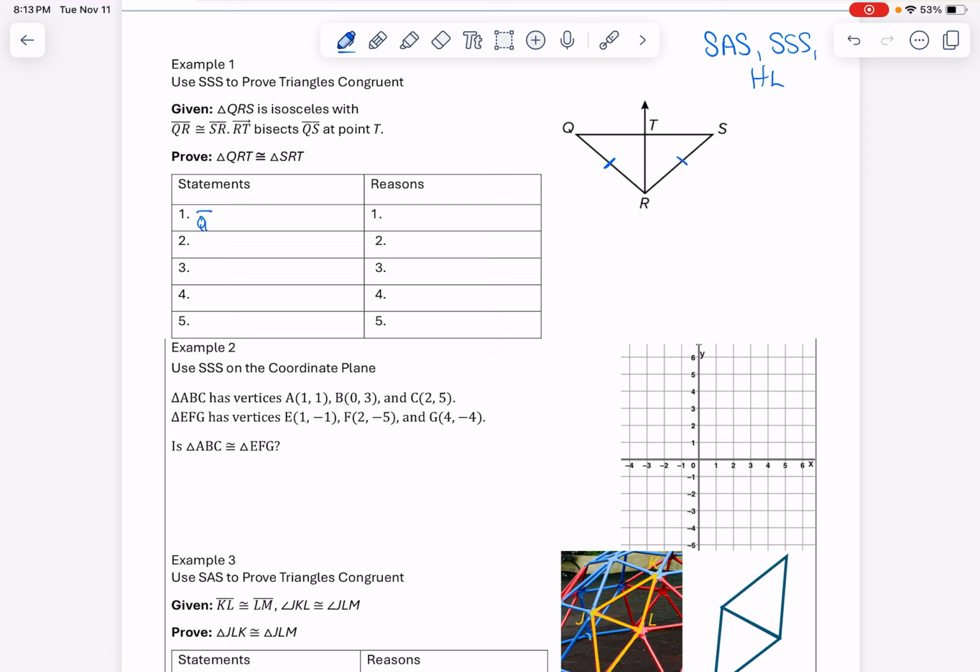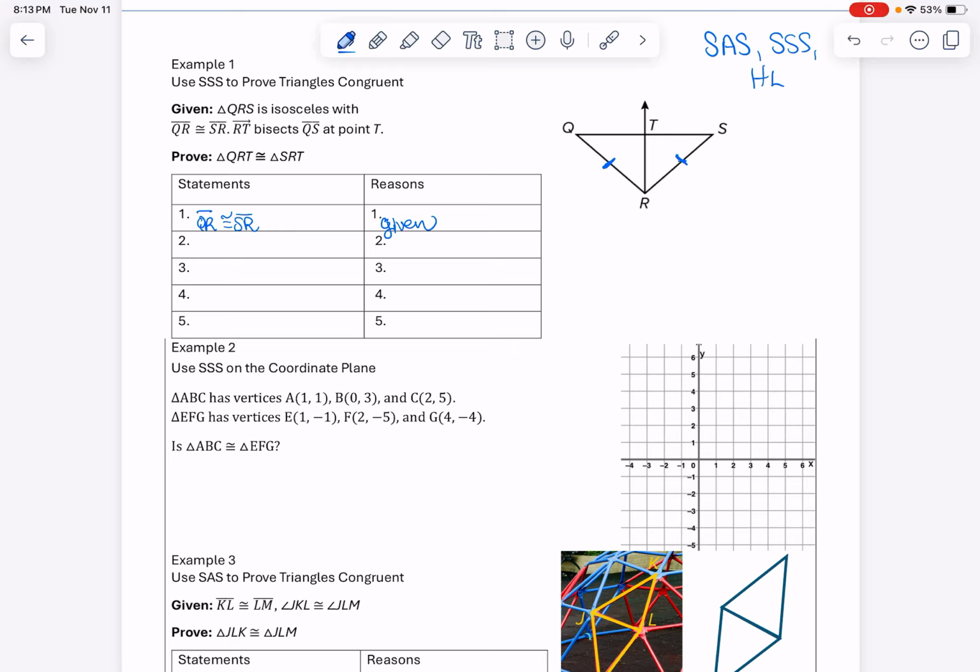QR is congruent to SR because that's something that we were given. And we make the marks, a little tick mark, a little teeny tiny segment on each of those segments shows that those two are congruent to each other.